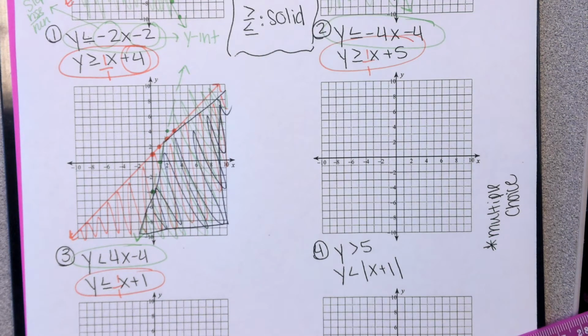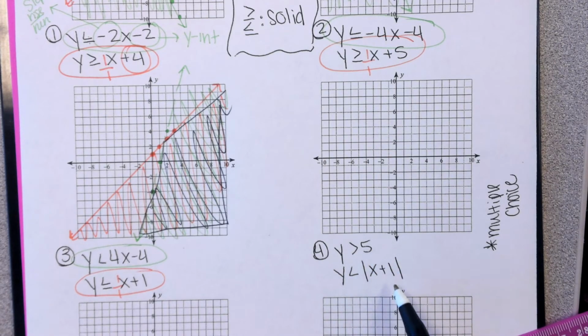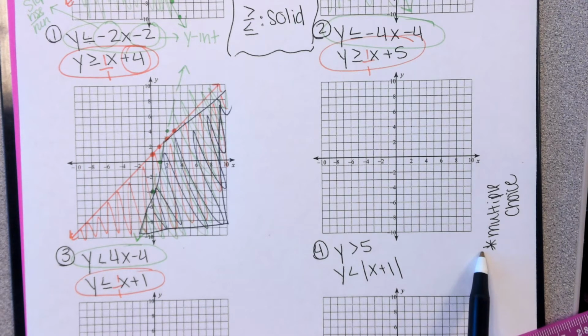Okay. Now, number 4 is a little bit different. We have just a linear inequality and an absolute value inequality. This problem is multiple choice in your work. So you really are just going to have to focus on the shading. You're not going to have to worry as much about getting the lines on there. You're just going to have to look at where the shading should be.